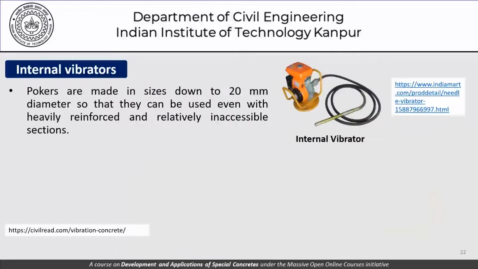Pokers are made in sizes down to 20 mm diameter so that they can be used even with heavily reinforced and relatively inaccessible sections. So obviously this poker needle is expected to go between the reinforcing bars. If we have a reinforced concrete section with a lot of reinforcement all over the place, then we would expect that this poker needle is able to be placed through these gaps between the reinforcement, and that's why we cannot have a very large diameter for these poker needles.